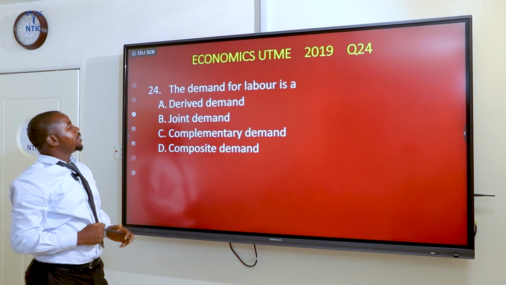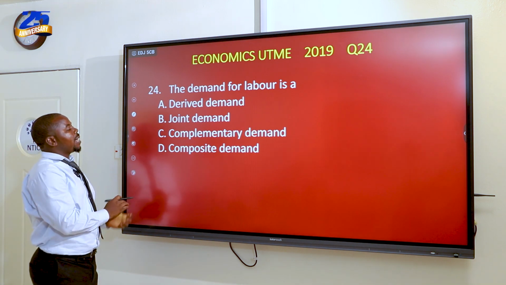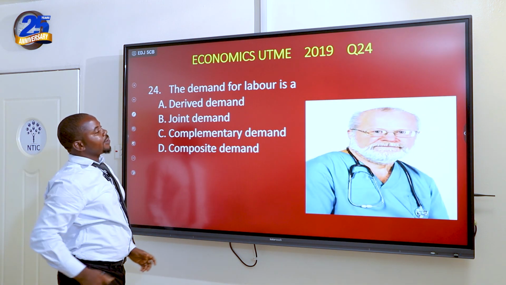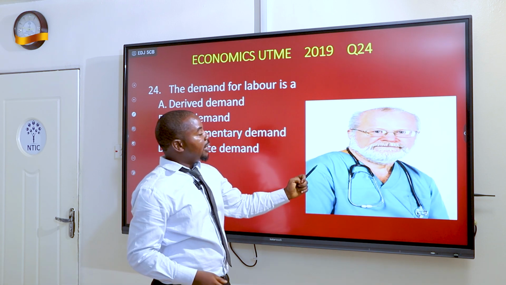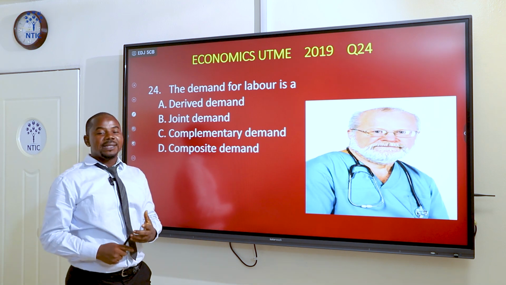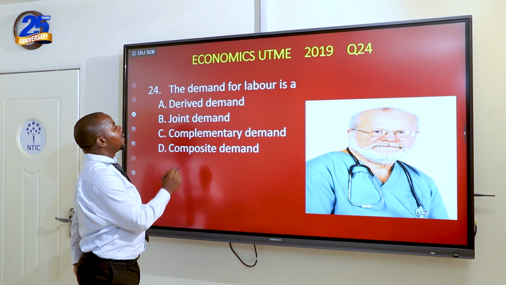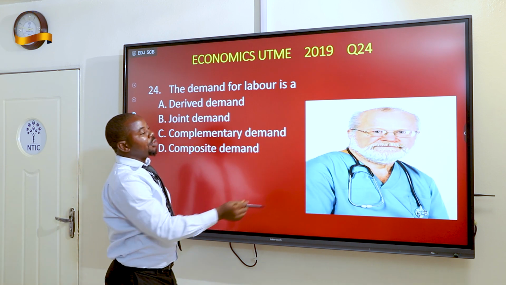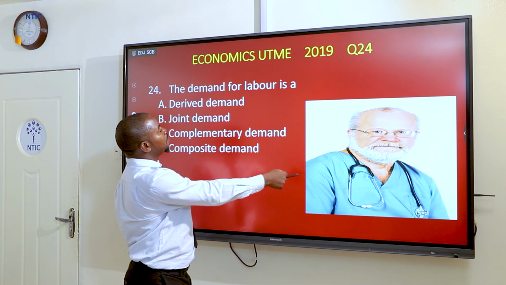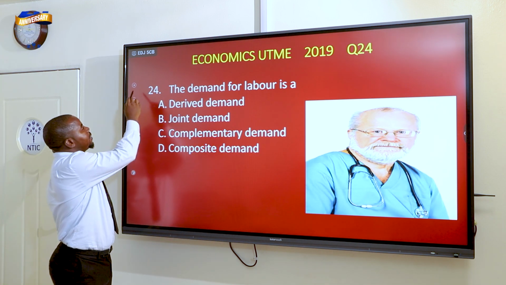So the next question is 24. The demand for labor is A, derived demand, B, joint demand, C, complementary demand, and D, composite demand. So the correct answer is derived demand. For example, when you demand for the service of a doctor, you are not demanding for that individual, but the service they can render. When a demand for a particular thing necessitates the demand for another, it's called derived demand. You need the service of a doctor for your health and well-being, not for the doctor itself, but the service the doctor will render. So that is called derived demand.